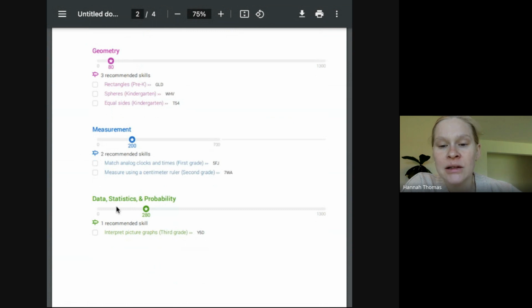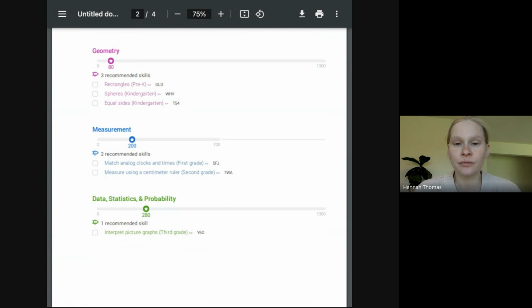Measurement and data, statistics and probability. She's showing, again, 2nd grade, 200 and 280. They give 2 recommended skills for measurement, one from 1st and one from 2nd. And when I say 1st and 2nd, those are referring to standards that your curriculum will also follow.